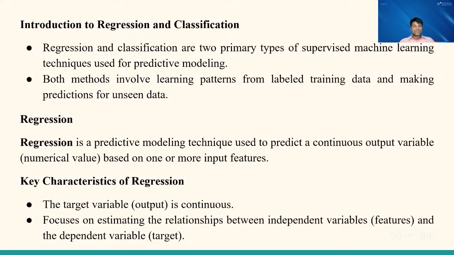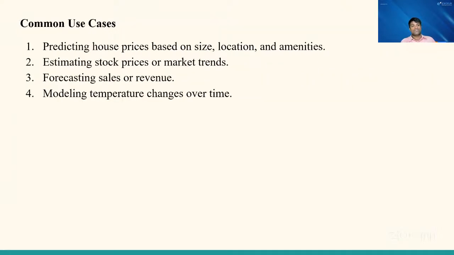Regression is focused on predicting a numerical value or a continuous output. We are trying to estimate the target variable, which is a numerical value. Some examples are predicting house prices based on locations and amenities, stock prices, forecasting, and predicting temperatures. All of these come under regression.